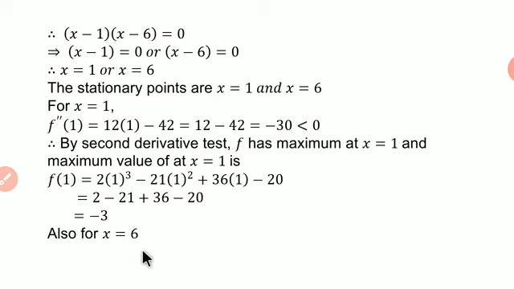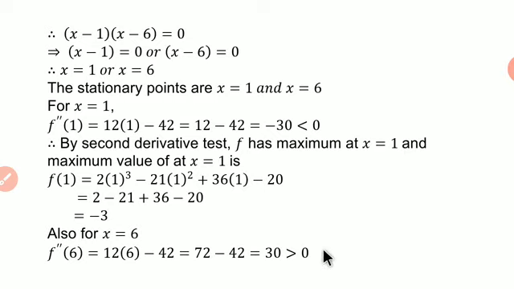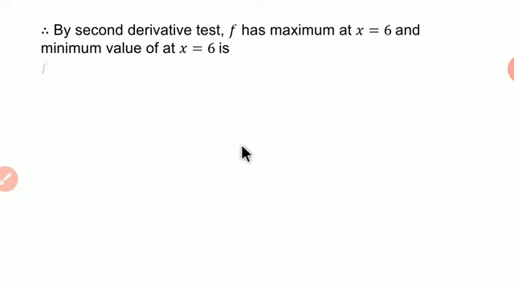Also for x is equal to 6, f double dash of 6 is equal to 12 multiplied by 6 minus 42. It is 72 minus 42. It is 30, which is greater than 0. And since the value of the double derivative is greater than 0, again by using the second derivative test, the function has minimum. So we write here, therefore by second derivative test, f has minimum.